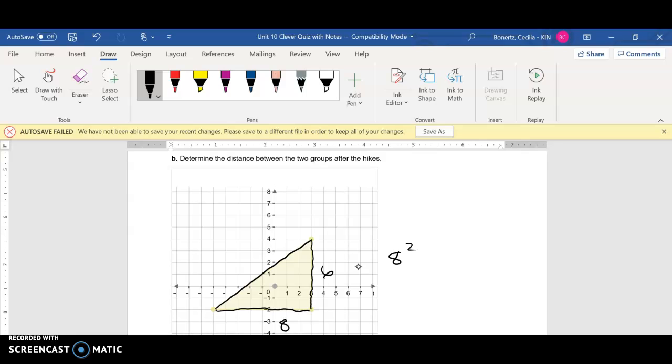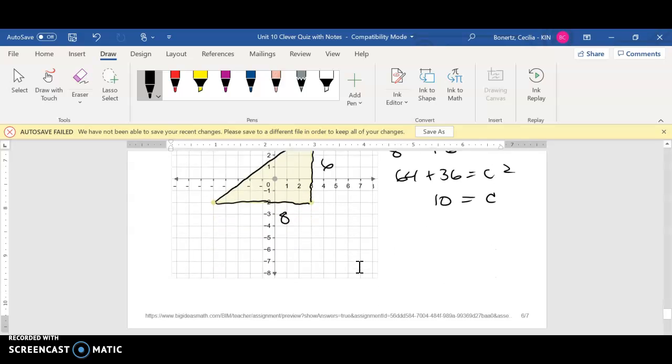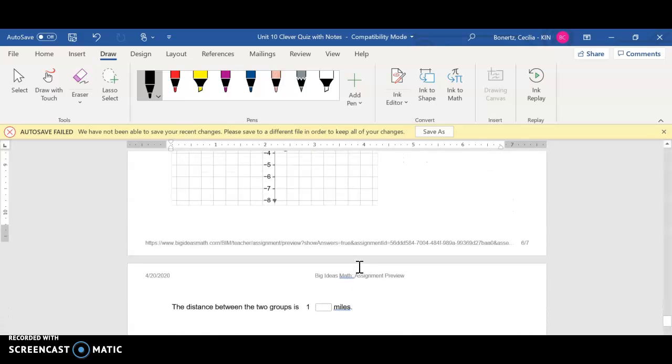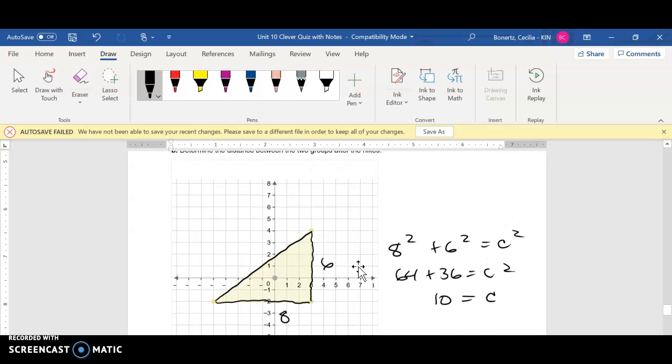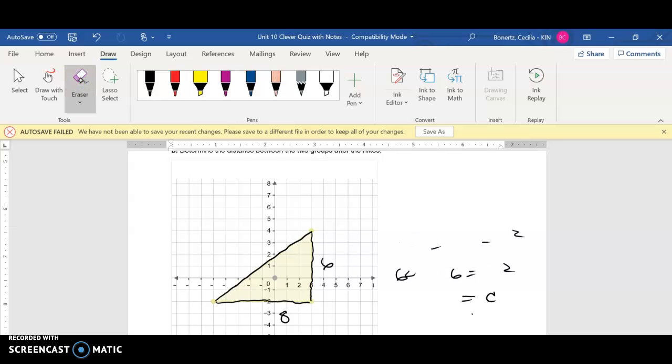So I've got 8 squared plus 6 squared equals c squared. 64 plus 36 equals c squared, so c equals 10. So the distance between the two groups is 10. I have to double check my answer. That's not what I remembered it being. So the difference is 10 miles. So I've just done it thinking about it from the Pythagorean theorem standpoint. I'm going to erase that now and show you that it's really the same thing.